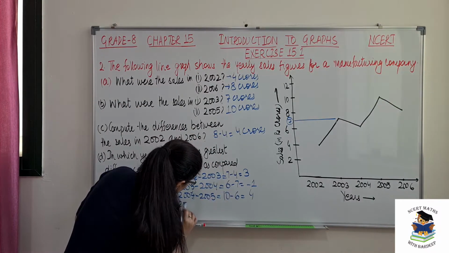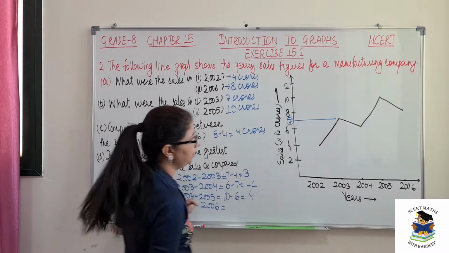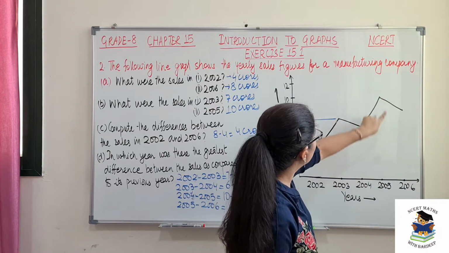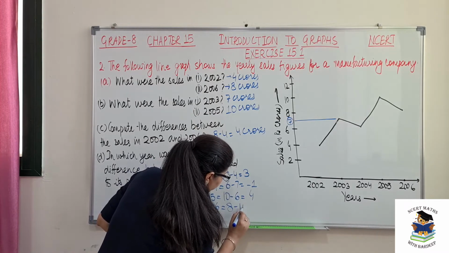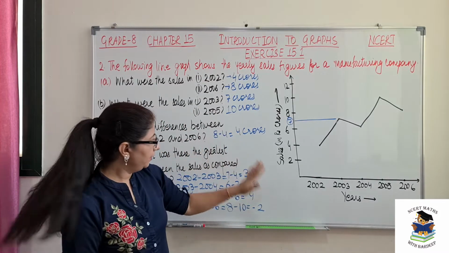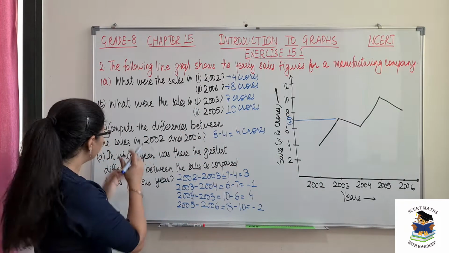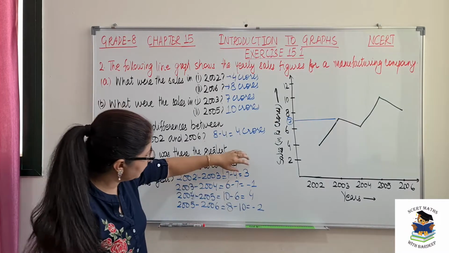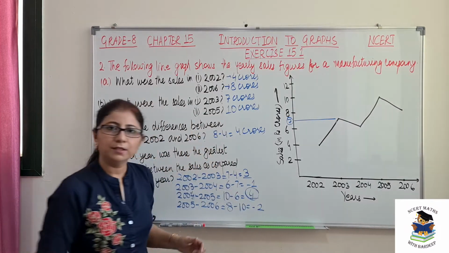So 2005 and 2006, let's see. For 2006 this is 8 and 2005 this is 10. That is 8 minus 10. So this is again minus 2. So we have calculated the difference for each consecutive year, and now the question was greatest difference. So 2 are already negative, so we will not consider. So out of 3 and 4, this is the greatest difference.